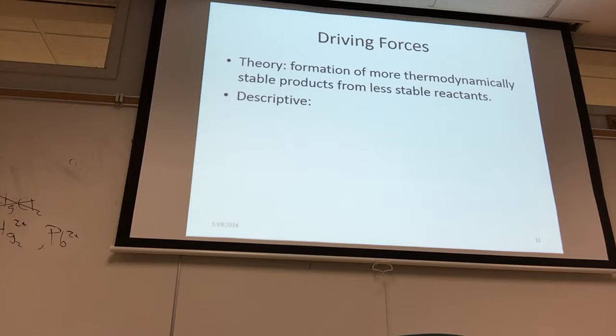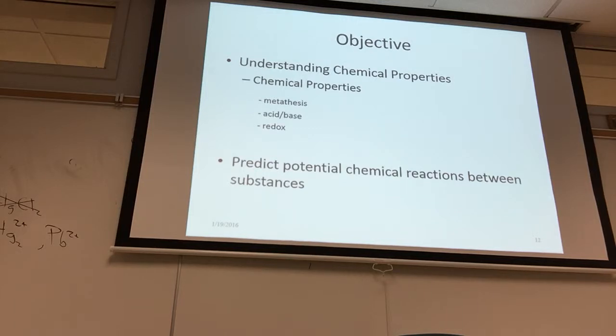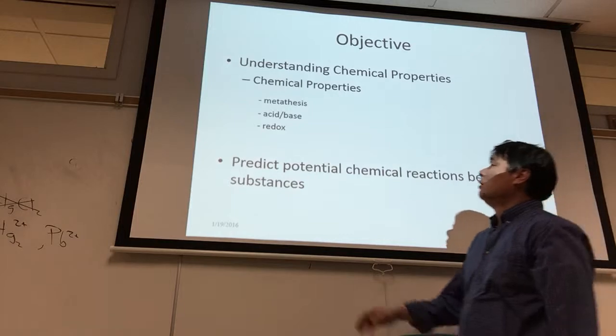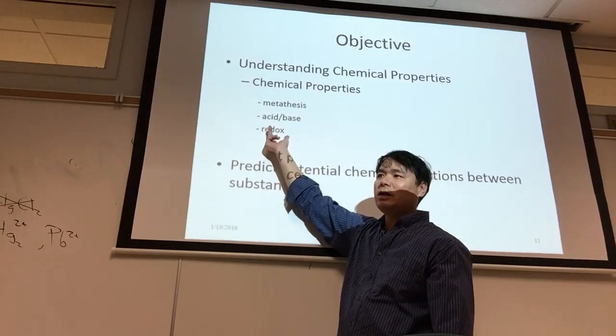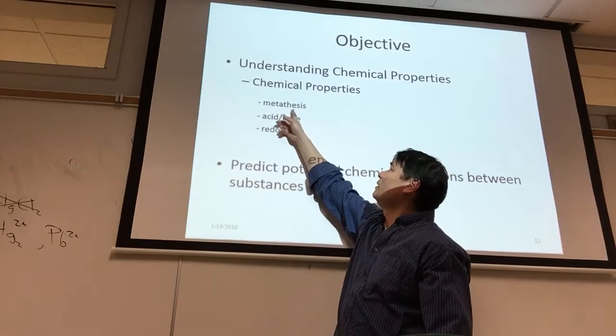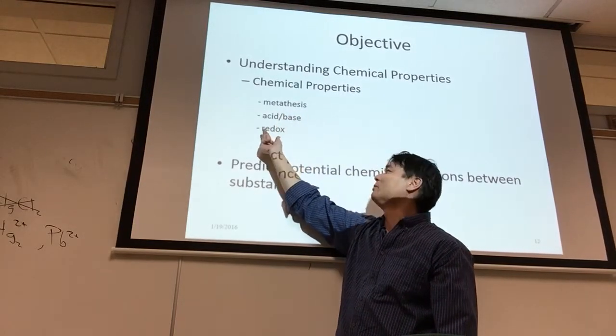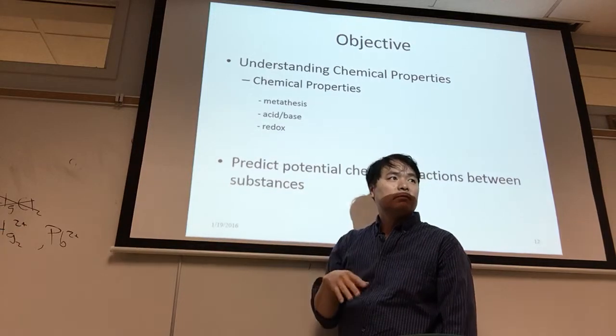How do you describe those? Well, we'll look at it. You describe them differently. For example, a precipitate in a metathesis reaction is very good, but a precipitate doesn't tell you anything in a redox reaction. A gas formed in a metathesis reaction is very good, but a gas formed in a redox reaction, no big deal.